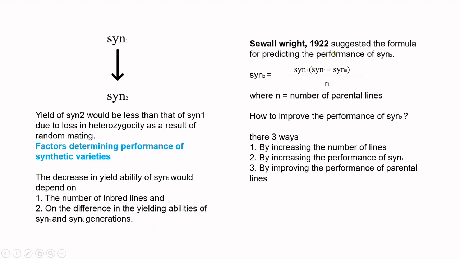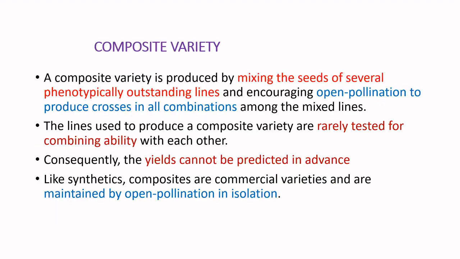Keeping this in mind, Sewall Wright in 1922 formulated a formula for the estimation of the performance of synthetic 2 from synthetic 1 before the generation of synthetic 2 varieties. What is synthetic naught variety? Synthetic naught is the base population from which we form synthetic 1 generations. So synthetic 2 generation is syn 1 minus the difference in yielding ability of synthetic 1 and synthetic naught divided by the number of parental lines. From this we can formulate three factors for increasing the performance of synthetic 2. One is by increasing the number of lines, another is by increasing the performance of synthetic 1 lines, and the third one is by improving the performance of the parental lines.